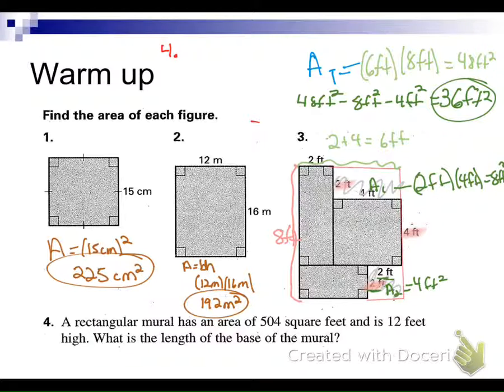And what we're going to do is we have the total area. So area equals base times height. So 504 feet squared equals my height of 12 feet times my base. So Ashley already told us we're going to divide over the 12 feet. Divide over the 12 feet. When we do that, what is our base length?